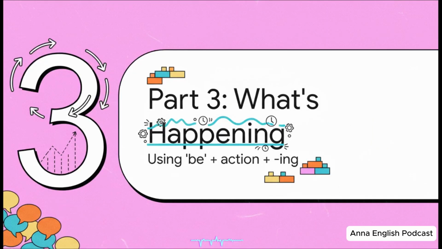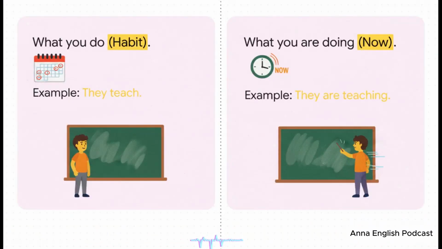So you can describe who you are and what you generally do, but what about things that are happening right now, this very second? For that, we need a special little combination. Let's check it out. And this slide shows the difference perfectly. On the left, you've got they teach. That tells us their job, their habit. But on the right, they are teaching, means it's happening right now, at this moment. That tiny little ing at the end of the verb, it changes everything.